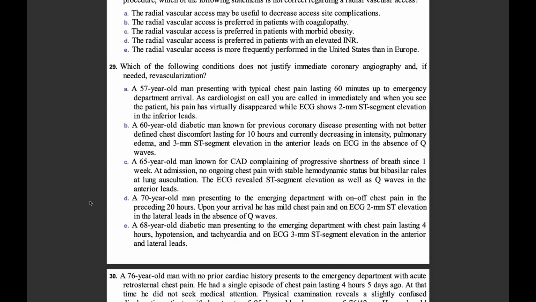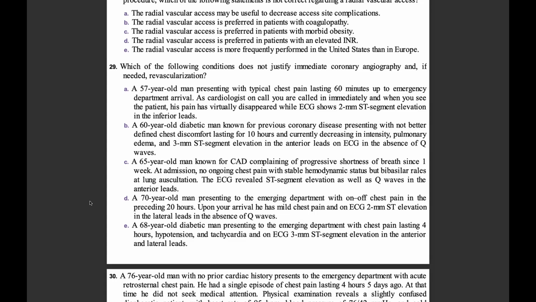So for option C, the 65-year-old man known for coronary artery disease complaining of progressive shortness of breath since 1 week, the patient presented 1 week after experiencing shortness of breath. When he presented, there was no chest pain. He's stable hemodynamically. He has rales on auscultation. Then the ECG revealed ST segment elevation as well as Q waves in the anterior leads. All this had happened probably about 1 week before. So this patient will not benefit from coronary angio and revascularization. So this is likely the right option.